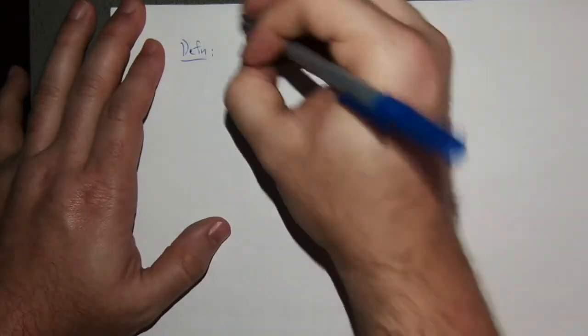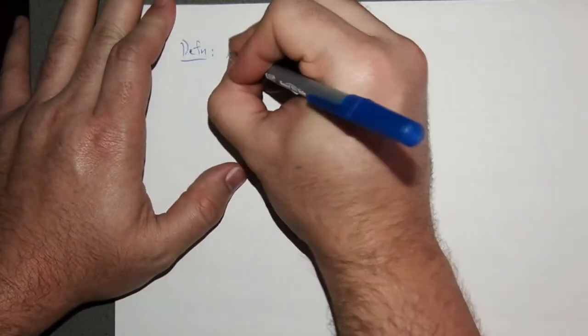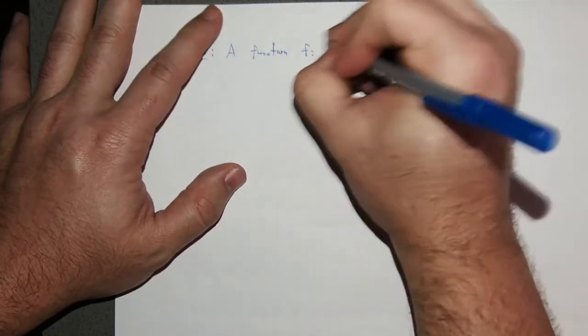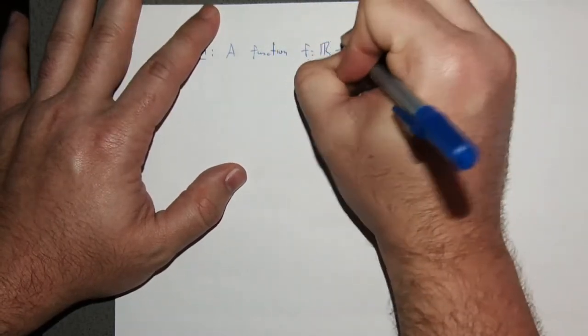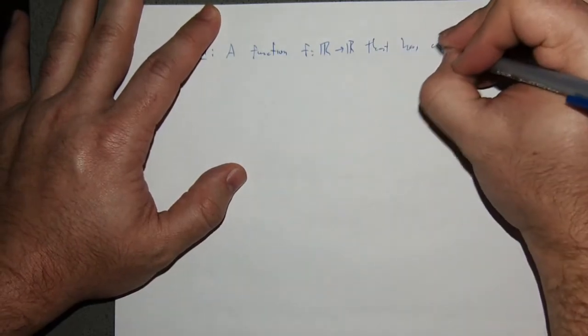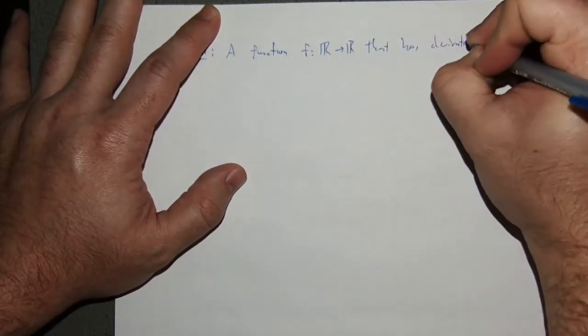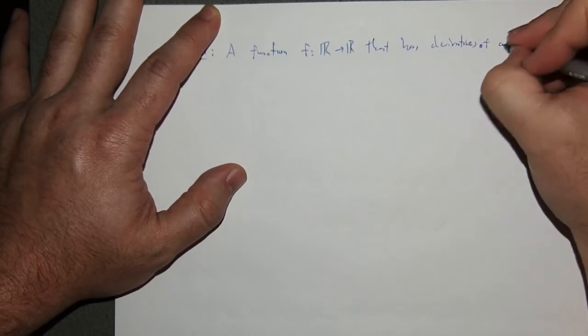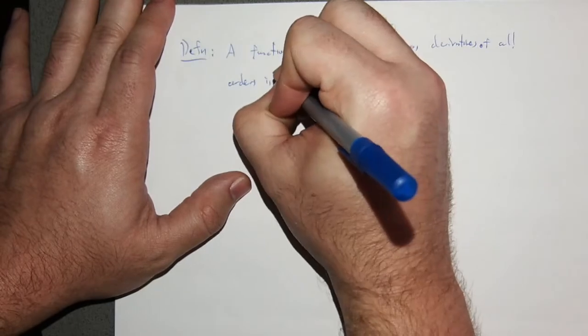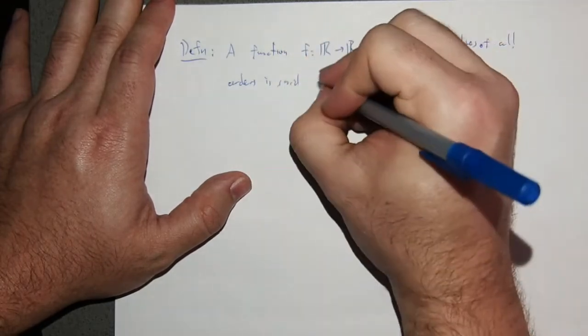Definition: a function f from R to R that has derivatives of all orders is said to be infinitely differentiable.